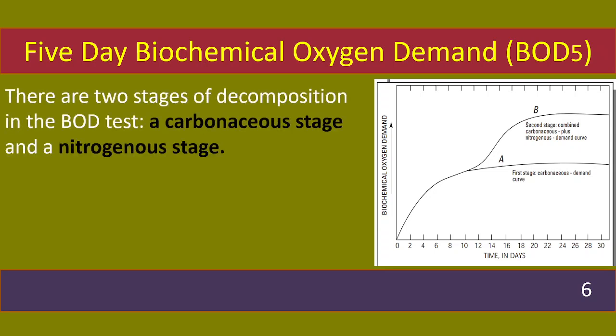Usually, there are two stages of decomposition. The first stage of decomposition is called the carbonaceous stage and the second stage is called the nitrogenous stage. As you can see in the figure, the amount of biochemical oxygen demand is plotted on the y-axis, and the time spent is represented on the x-axis.